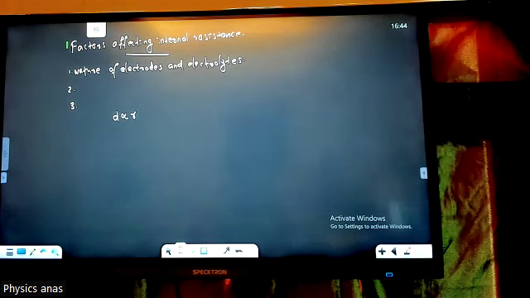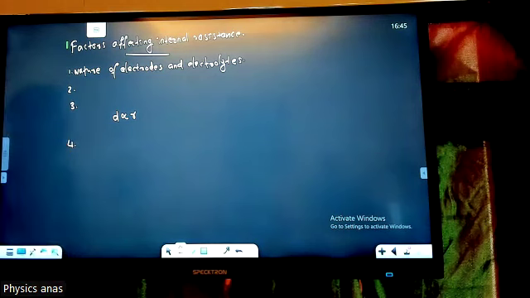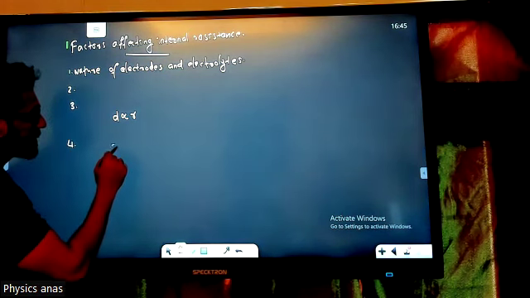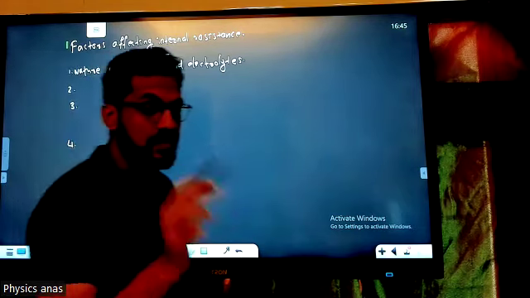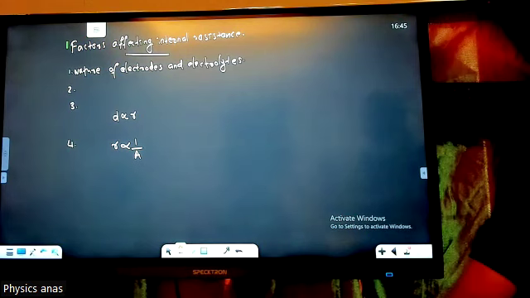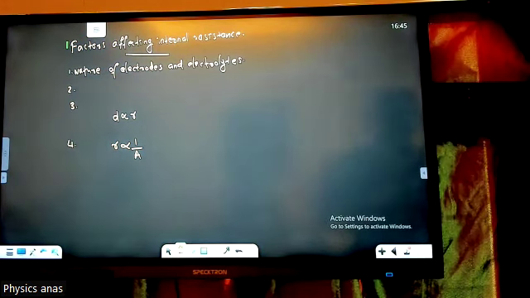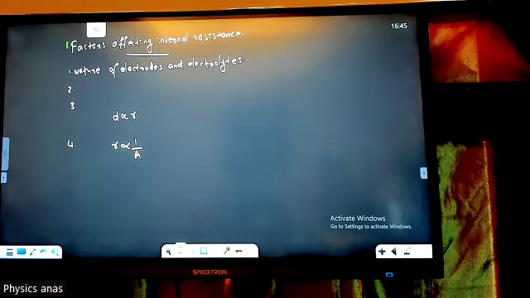Fourth one: area of cross section of electrodes. It is inversely proportional. If the area of cross section of electrodes is increasing, internal resistance will be decreasing. So internal resistance is inversely proportional to area A. And the fifth: temperature of electrolyte.